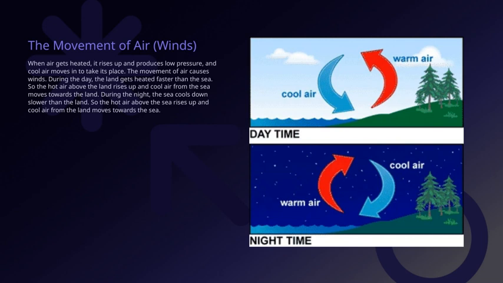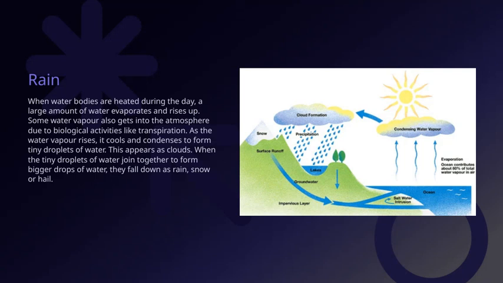Conversely, at night, the sea cools down more slowly than the land. So the hot air above the sea rises, and cooler air from the land moves back toward the sea. These daily changes in air movement are key to understanding local weather patterns and how heat transfer occurs between land and sea.